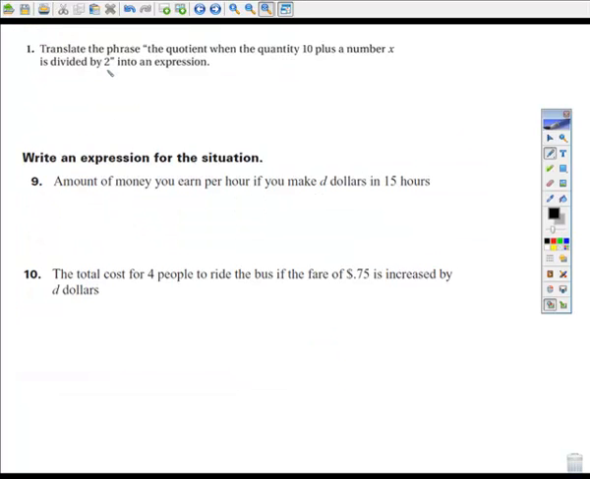So here it says translate the phrase: the quotient when the quantity 10 plus a number x is divided by 2. So we're going to translate this into an expression. We're looking at the quotient when the quantity of 10 plus a number x, 10 plus x, is divided by 2. Quantity is another name for parentheses. So I want the quotient when this quantity is divided by 2. So there's the quotient, and we're actually dividing by 2.